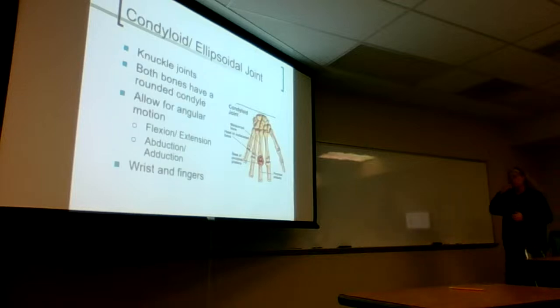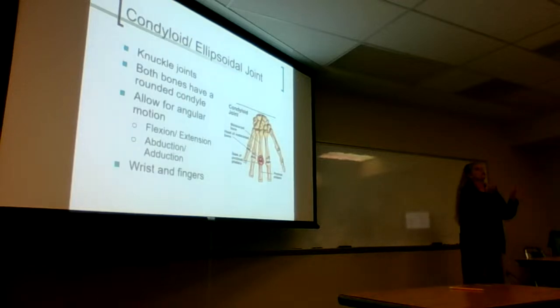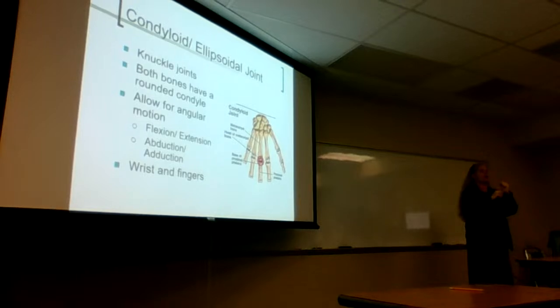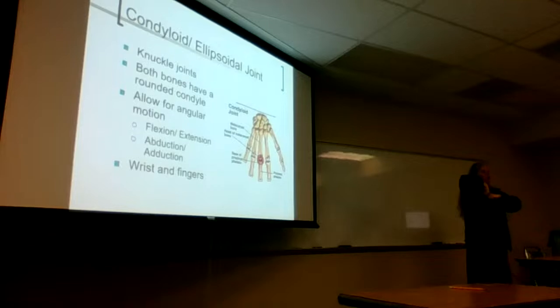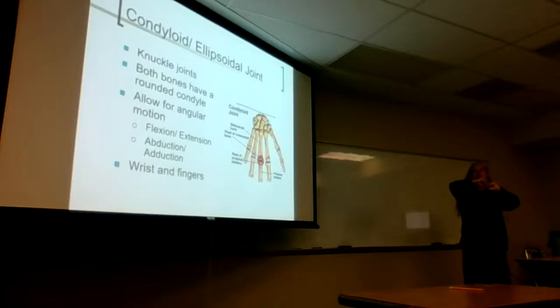Condyloid or ellipsoid. So these are the knuckles. So when you look at the metacarpals, the top of the metacarpals are rounded in a condyle. When you look at the proximal phalanx, they're rounded in a condyle, so they can rotate around each other. So they're allowing all angular motion. So you can do flexion and extension. You could do abduction and adduction. You can go whoop-de-doo, right? Make circles with your fingers because of those condylar joints.